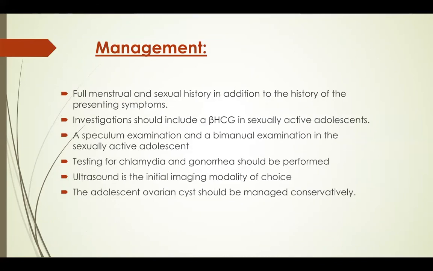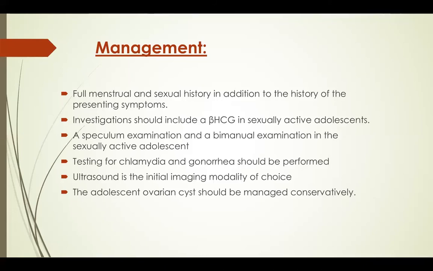Management always starts with a full history and examination, but for this age, we have to take a full menstrual and sexual history, in addition to the history of presenting illness. Investigations should include beta-HCG if the girl is sexually active. Speculum examination, if the patient is sexually active, is important, taking all the needed swabs like chlamydia and gonorrhea if we are suspecting tubo-ovarian abscess. Ultrasound, as in the other age groups, is the initial imaging of choice.